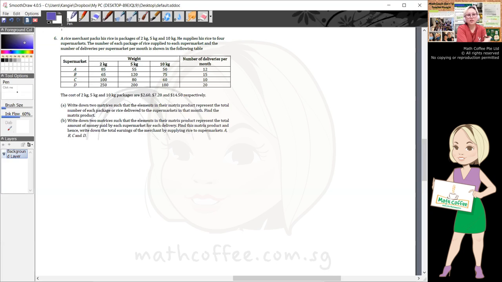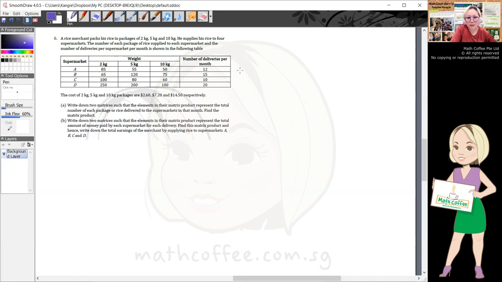Okay, a rice merchant packs his rice in packages of 2 kg, 5 kg, and 10 kg. So the rice has different sizes. He supplies the rice to 4 supermarkets, so supermarket A, B, C. They put it in this table and mention that the number of each package of rice supplied to each supermarket and the number of deliveries are shown in the following table.